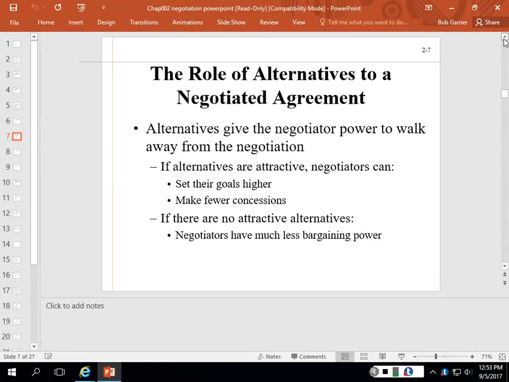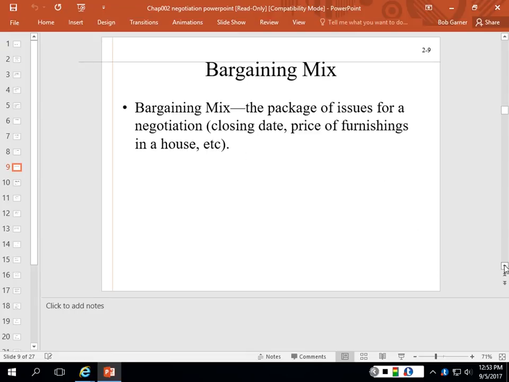All right, alternatives. So we talked about that. Very good to have alternatives if you can. All right, so the bargaining mix. This comes into play sometimes too. Sometimes there's issues other than the actual price. Remember we talked about tangible and intangible? So tangible is the actual price. It's something you can touch, you can feel.